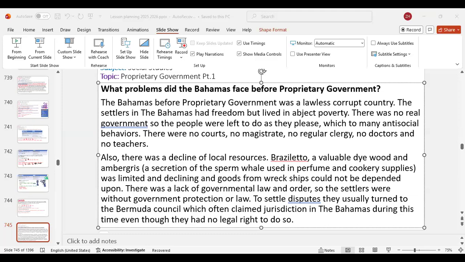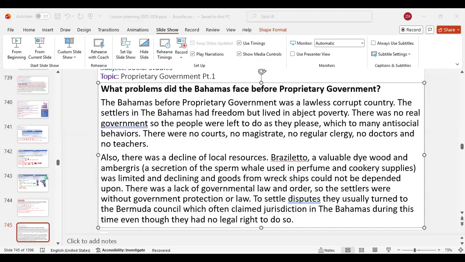In your own words, describe the state of the Bahamas before proprietary government. Poverty and crime ridden. I like that. Anyone else? What else could you say? And chaos. It was in chaos. I like that. What else? With no law. With no law.